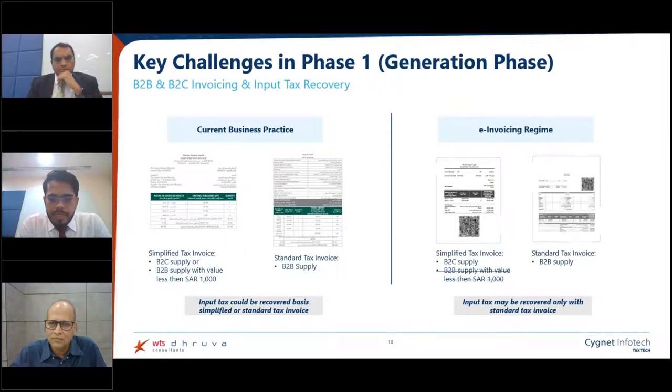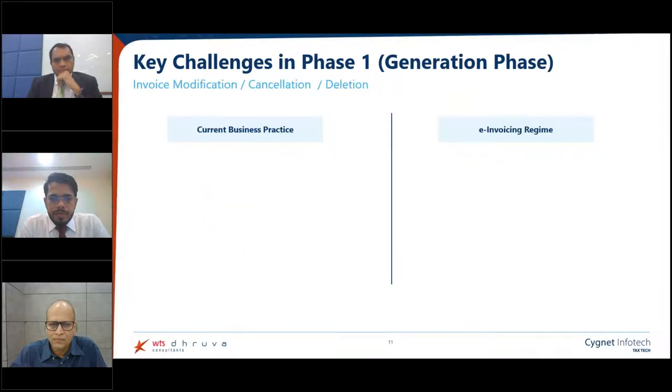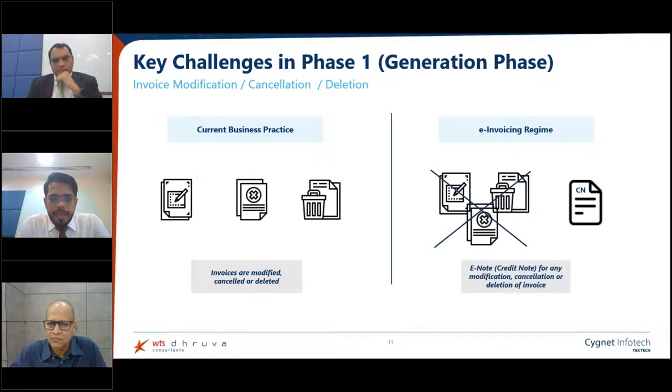So moving to the next slide. Another challenge that we could foresee was on the modification of invoices. Currently, businesses can modify or cancel or delete the invoice which is raised. But in the e-invoicing regime, this may not be possible. Each invoice cancellation or modification has to be through a credit note to ensure that the reporting is done correctly. This is going to be a big challenge, and companies need to put controls in place to ensure that this is being followed. Next slide, please.